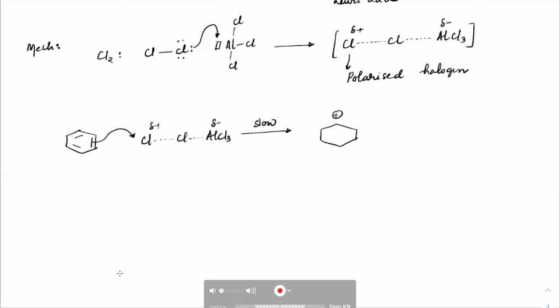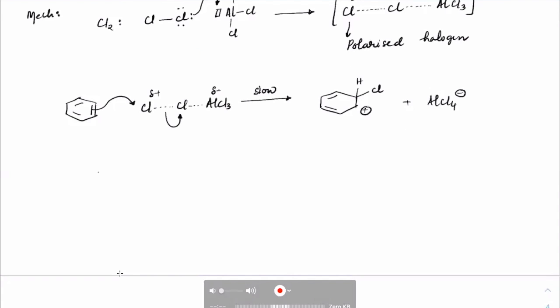So I'll get a positive charge here. Double bond with chlorine. As soon as the chlorine gets attached here, it also has one hydrogen on it. Then this bond will break towards this other chlorine. So we will get this as AlCl4 minus. Now this is step 1.